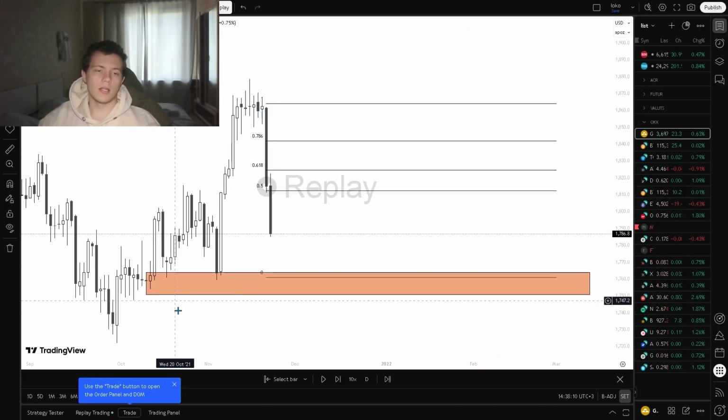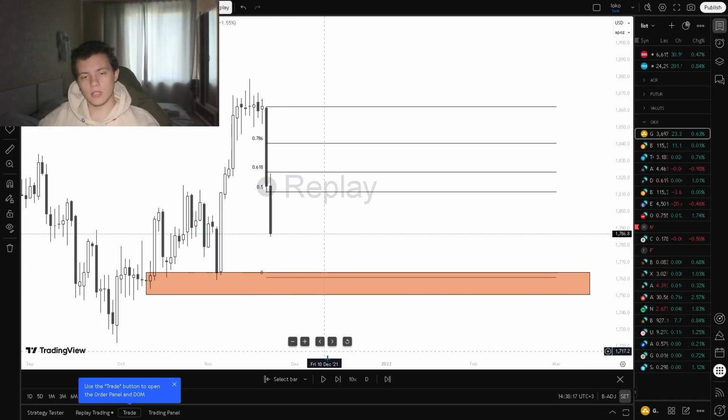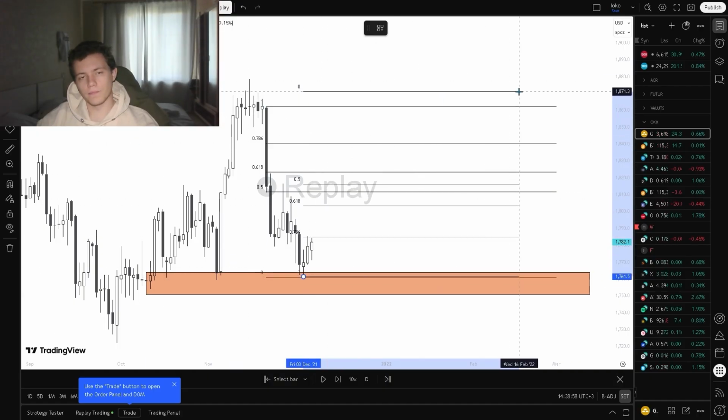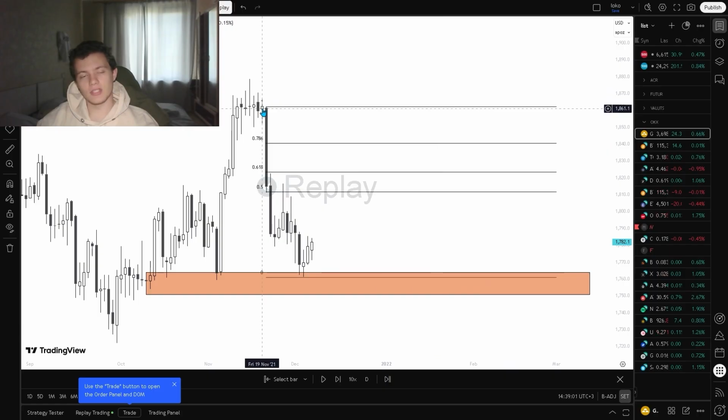So here I defined our point of interest zone because it is an order block. Here we define our movement with the Fibonacci retracement tool. So here we have our impulsive movement down, here we have our highest point, here we have our lowest point. And at the beginning of this video I made a really bad mistake.